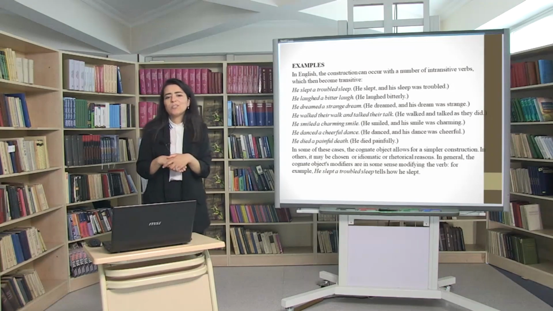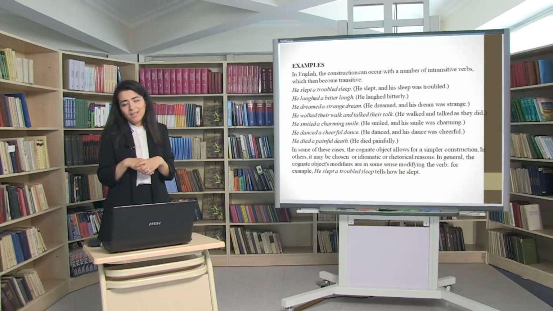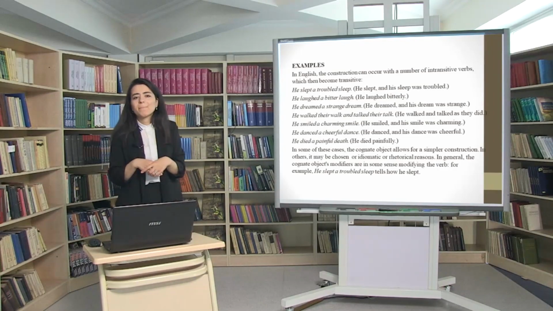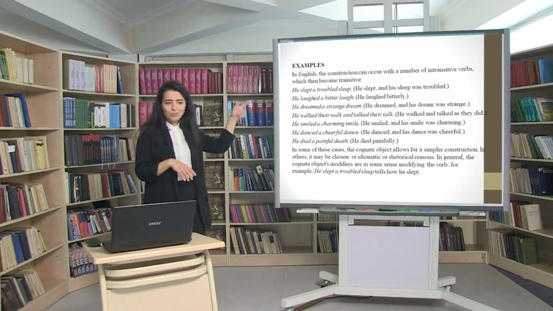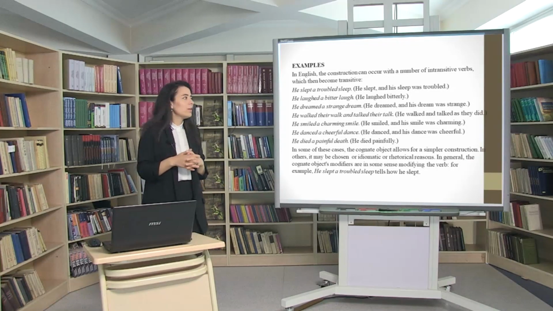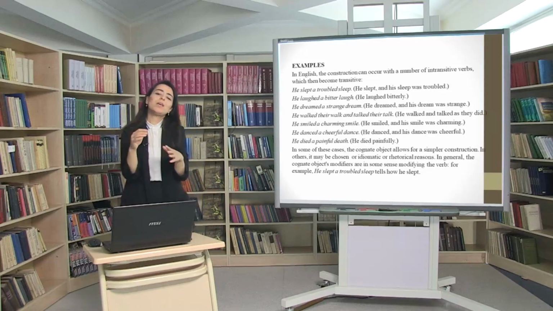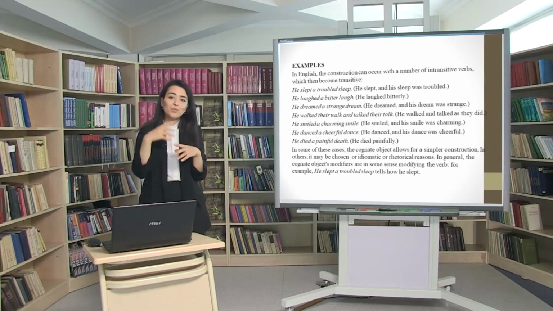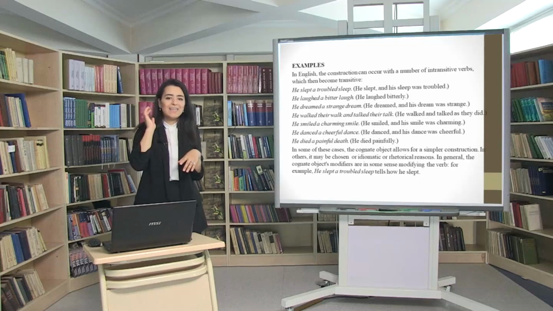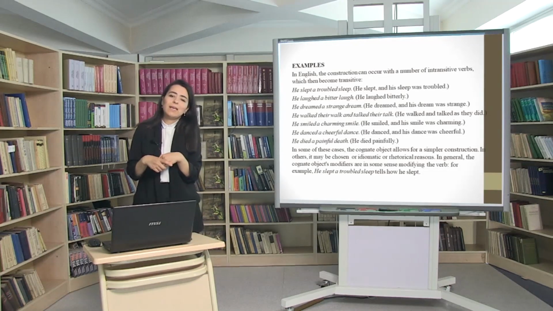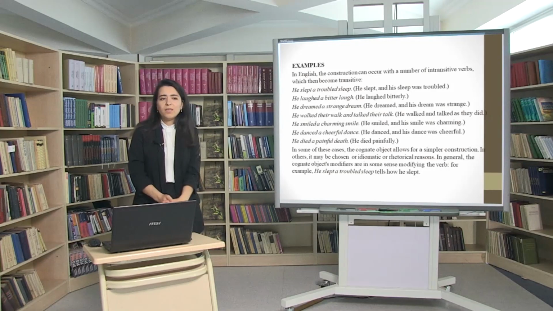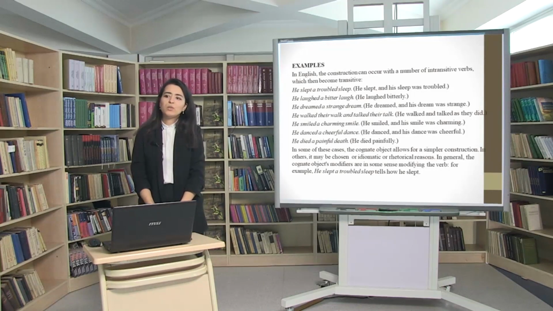I think that's enough for today's lesson. If you pay attention, if you listen to my lecture carefully, I think this material will be very useful and fruitful for you in order to understand and comprehend the types of objects, and you know syntax is a very important part of grammar. And I think it will be very useful for you.